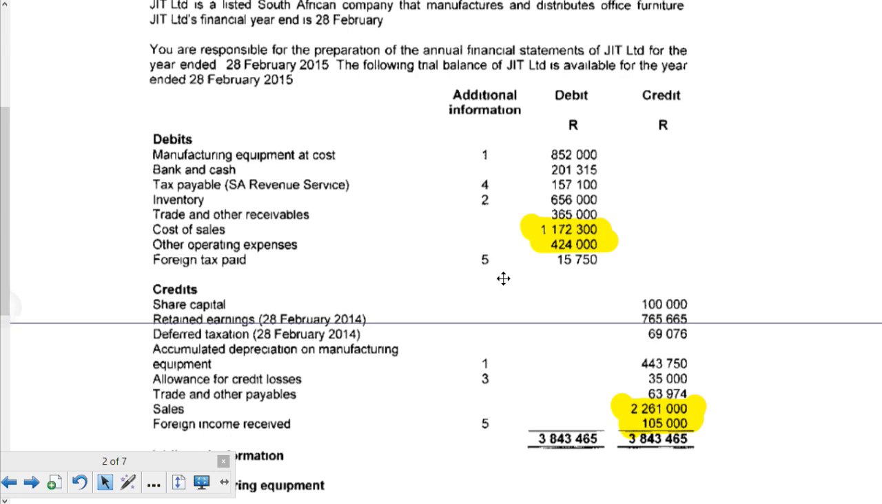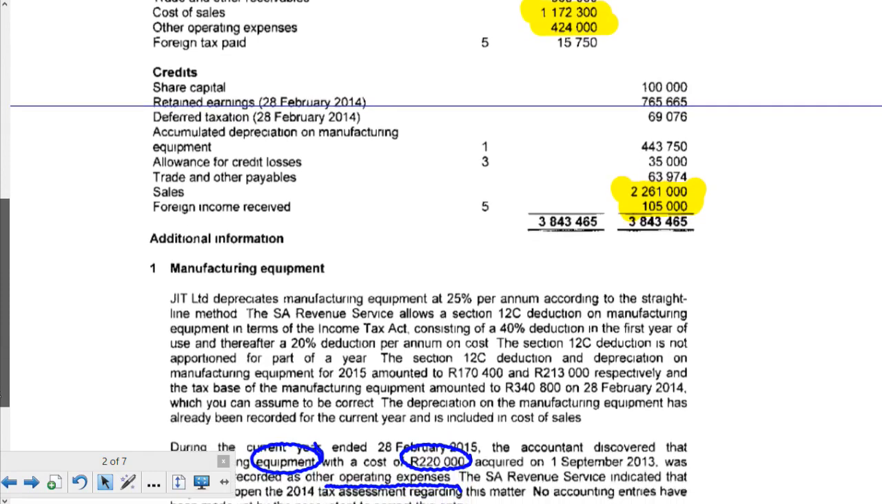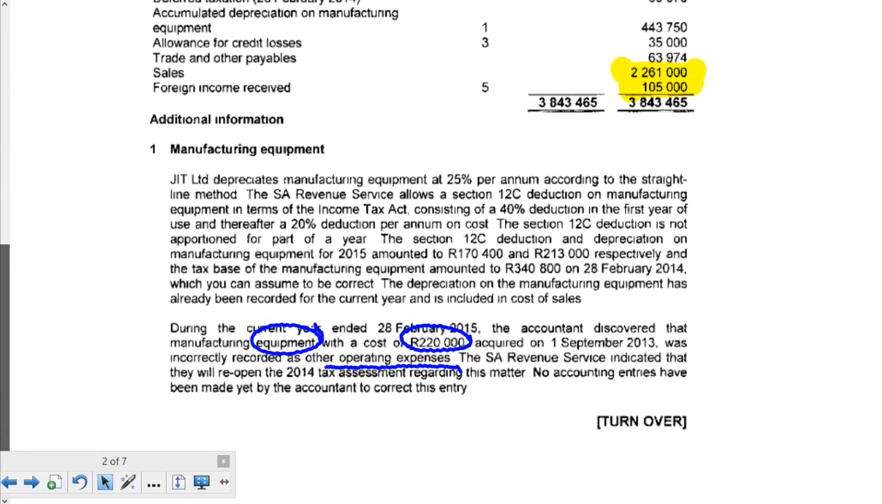69.7. Okay. Nothing else from there, hey? Do you agree? Yep. Okay. Then we start with the PPE stuff.